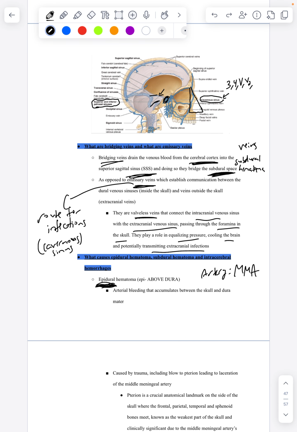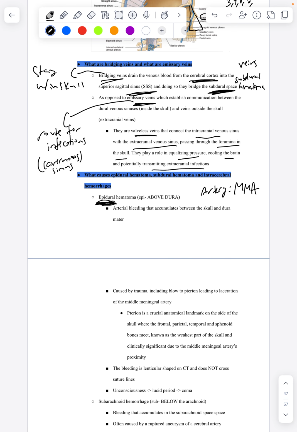So emissary veins go from outside to inside the skull. Bridging veins stay within the skull, and that's the key difference between them. Because we're going from cerebral cortex to superior sagittal sinus, but we're still within the skull. So we stay inside the skull. You're just going from brain to dural sinuses, whereas emissary veins pass through the skull. You're going extracranial to intracranial dural sinuses.